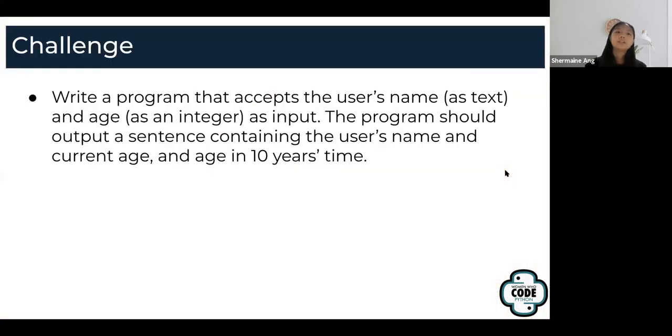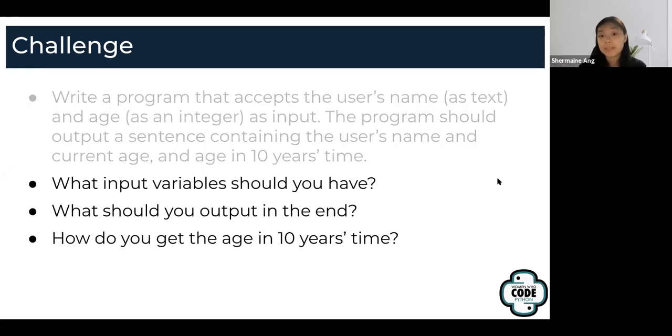So the challenge for you is write a program that accepts the user's name as text and age as an integer as input. The program should output a sentence containing the user's name and current age and age in 10 years' time. So when you look at this challenge, here are some questions that you should be thinking about.